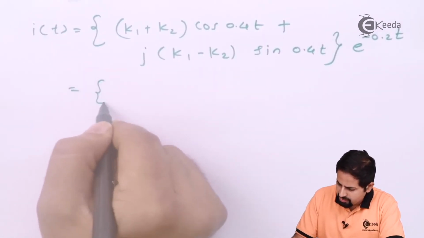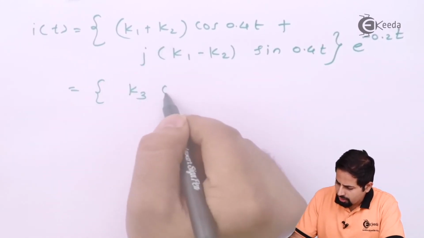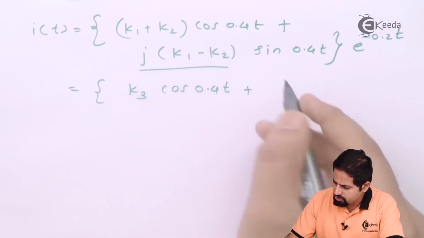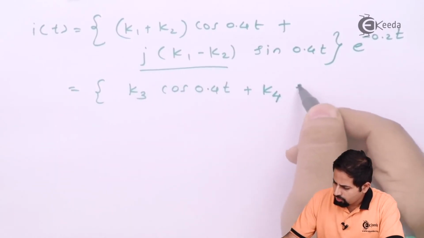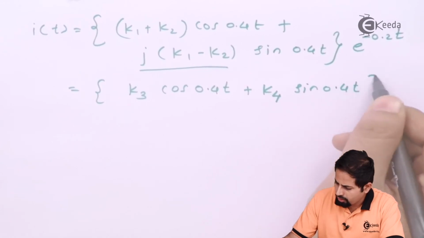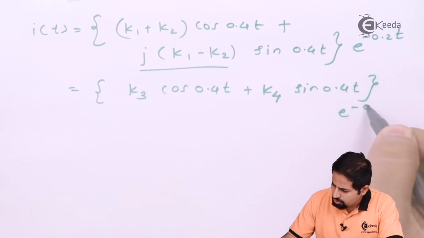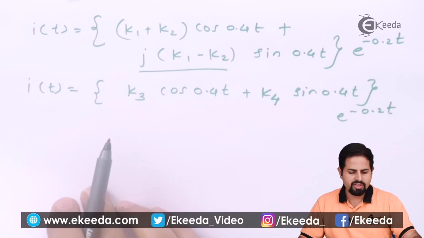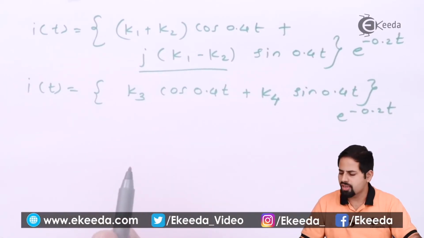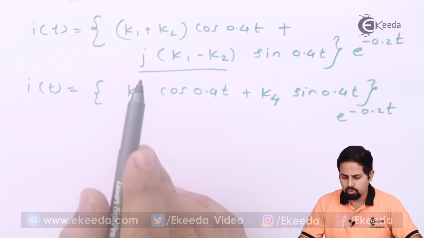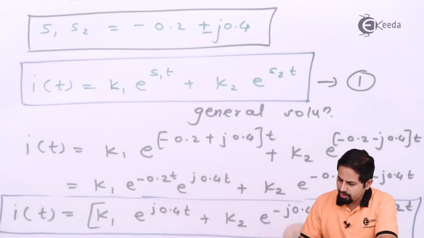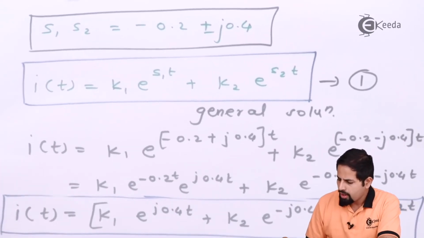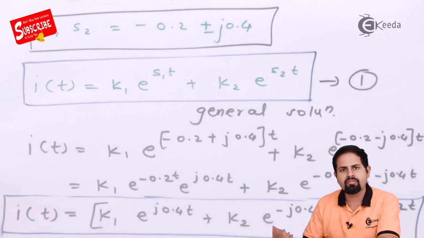Let us say that this is some new constant called k3. So k3 into cos of 0.4 t plus, let's say that this total is a new constant called k4 into sine of 0.4 t multiplied by e raised to minus 0.2 t. So this is the equation which I have got, but we have not yet solved. I just said about taking differentiation, but that is for equation number 2. We have not yet got the equation number 1, so that is achieved by putting time t equal to 0. When we get equation number 1, then we will head for equation number 2.